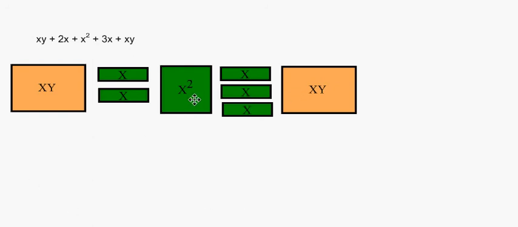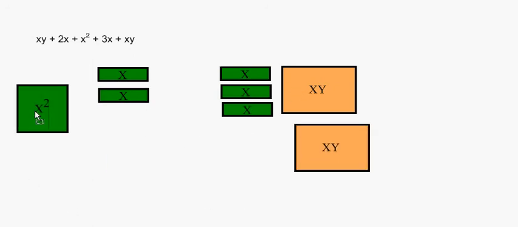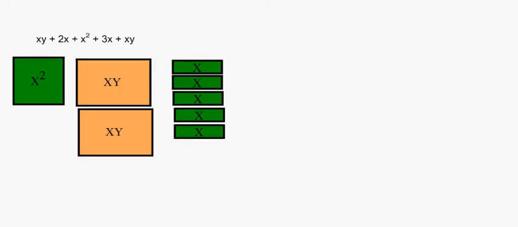Collecting like terms, well, I have my x squared, so I'm just going to move them in order, and I would get my answer of: I have 1x squared, I have 2 xy's, and I've got 1, 2, 3, 4, 5 x's. And it would be written like that.